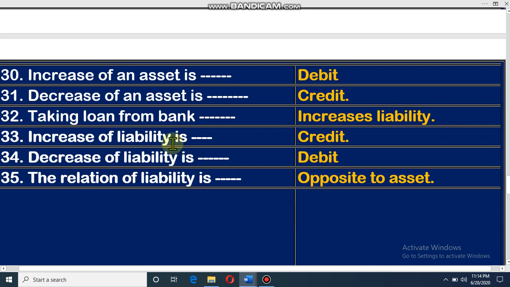The liability is opposite to asset. That means in an organization, liability is opposite to asset. Dear student, there are some other important formulas, like expense. If expense increases, then it is debit. If expense decreases, then it is credit. On the other hand, if income increases, it is credit. If income decreases, it is debit.